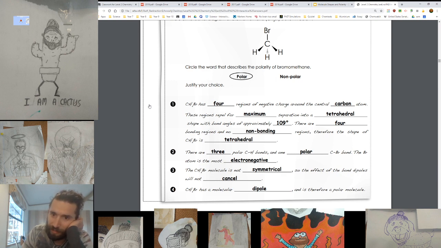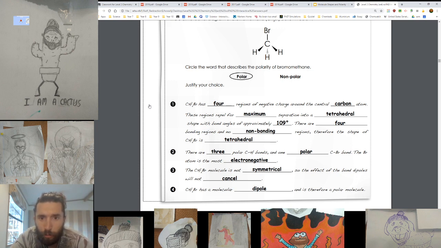In this one, it says there are 4 bonding regions and no non-bonding regions. A non-bonding region would be a lone pair. Therefore, the final shape of CH3Br is tetrahedral. So you're making sure you're saying the shape that the regions of negative charge make first, tetrahedral, and then the shape of the actual molecule after, which in this case is also tetrahedral.